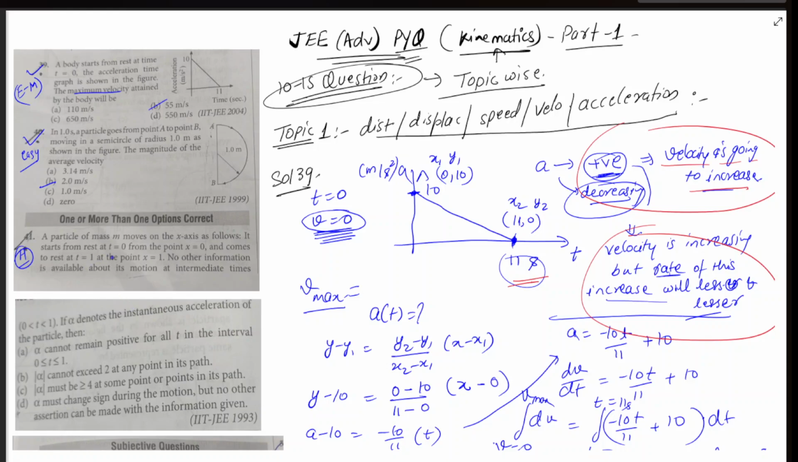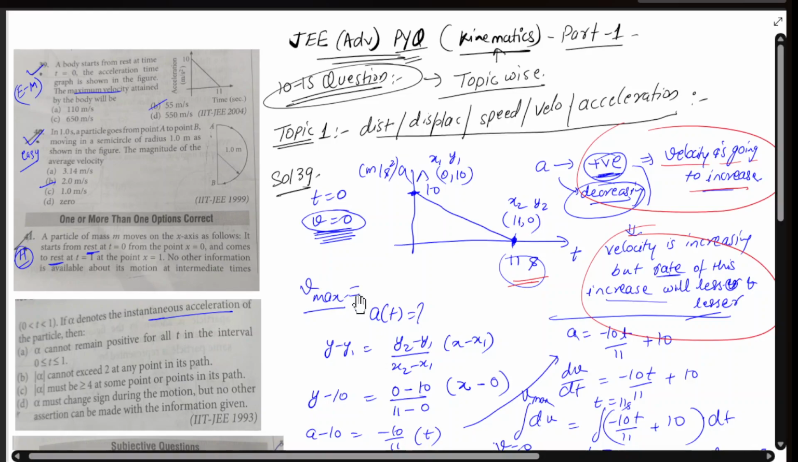Let's study. A particle of mass moving on x-axis as follows. It starts from rest at t equal to 0 from the point x equal to 0 and comes to rest at t equal to 1, x equal to 1. So first it starts from rest and then again it comes to rest. Now that information is available at intermediate times, and we have to find this. If alpha is the instantaneous acceleration of the particle, then we have to choose the option. It is more than one correct, so multiple may be correct. Okay, let's start.